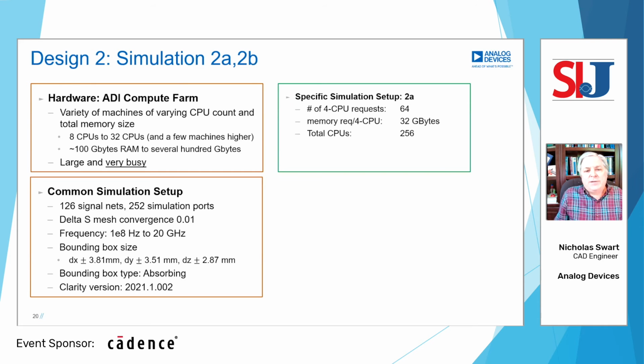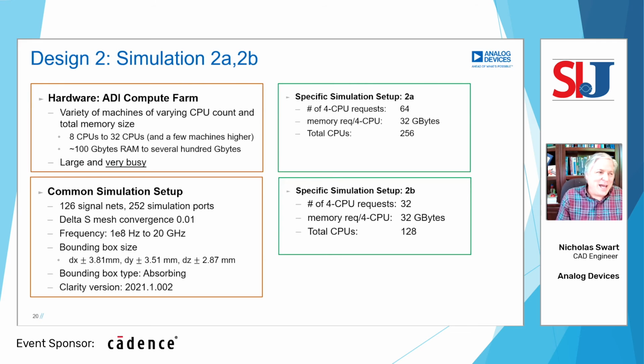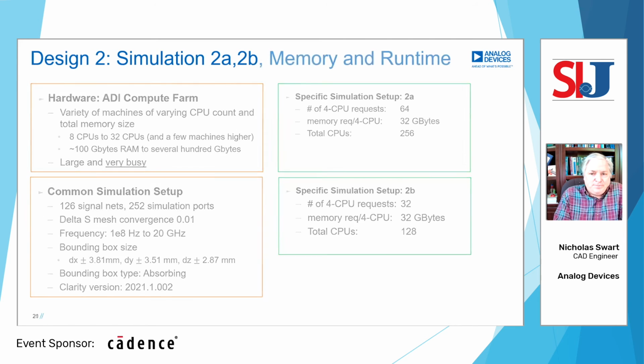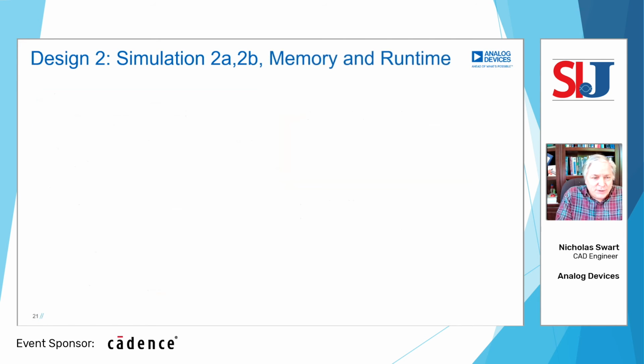And then we did 2 simulations. One was 256 CPUs, again in these 4 CPU, 32 gigabyte resource requests, so 64 total resource requests. And then I'm sure you want to know the answer for 128, because that's what we had on that dedicated machine, and I will show you those results in a moment. But we also wanted to see what could be done if we went up to 256 CPUs on the farm. All right, let's look at the results.